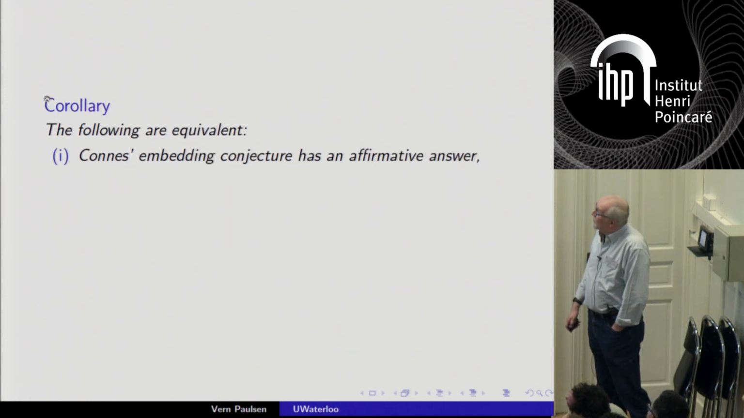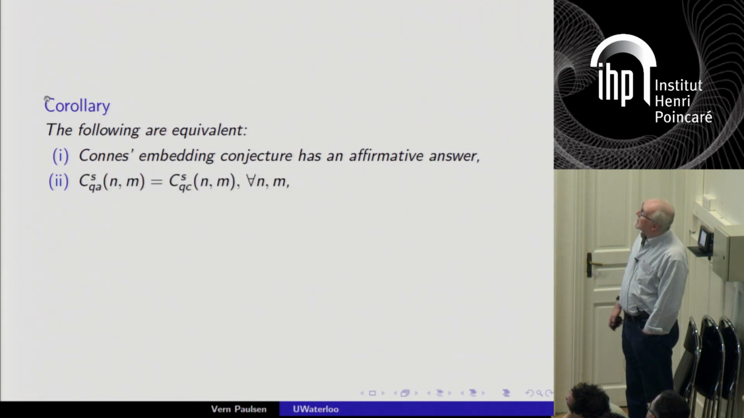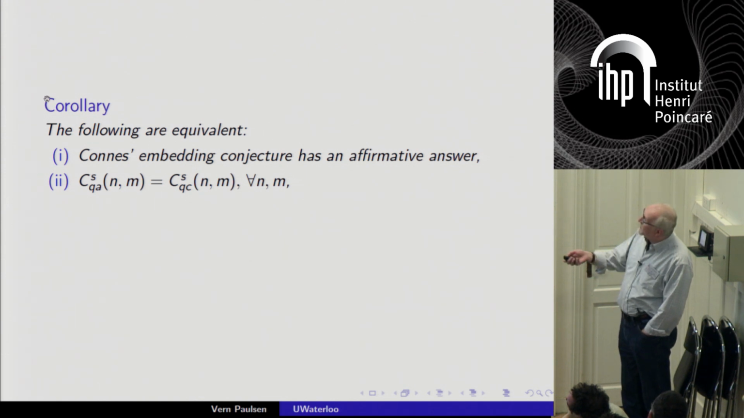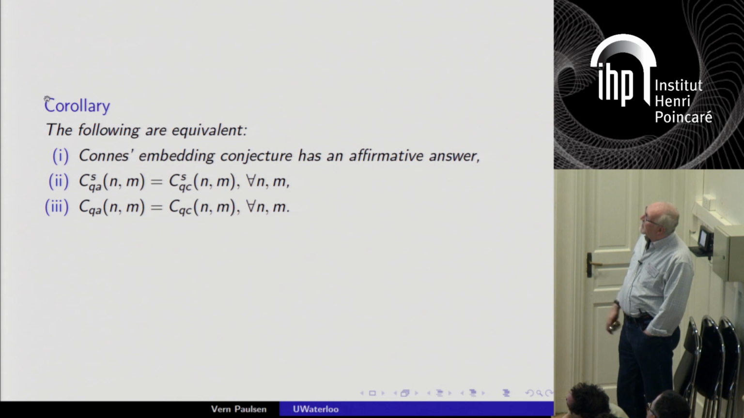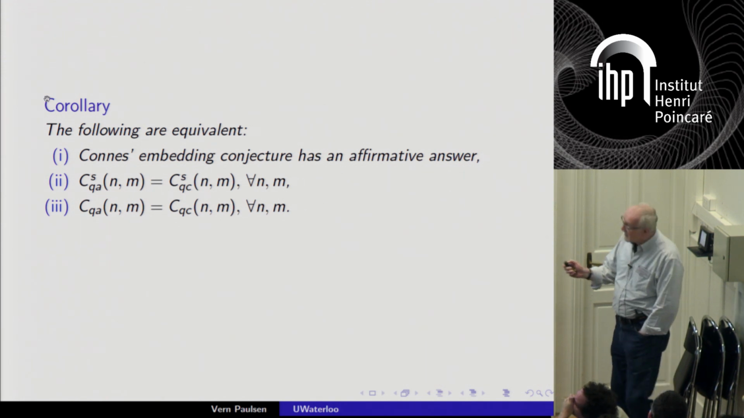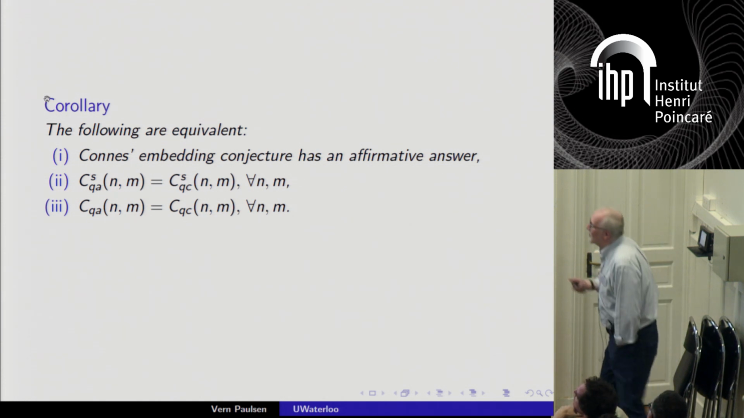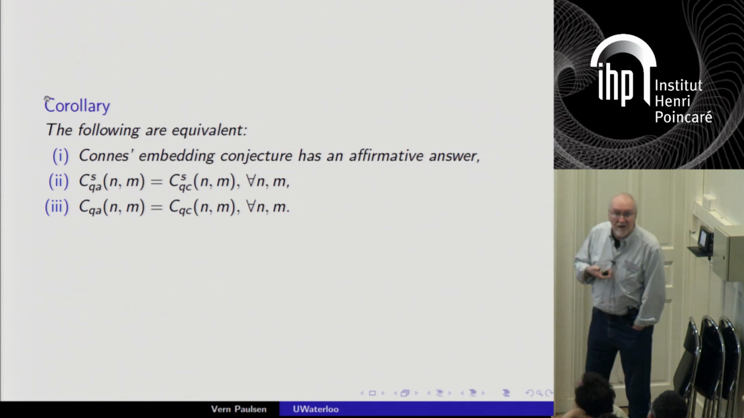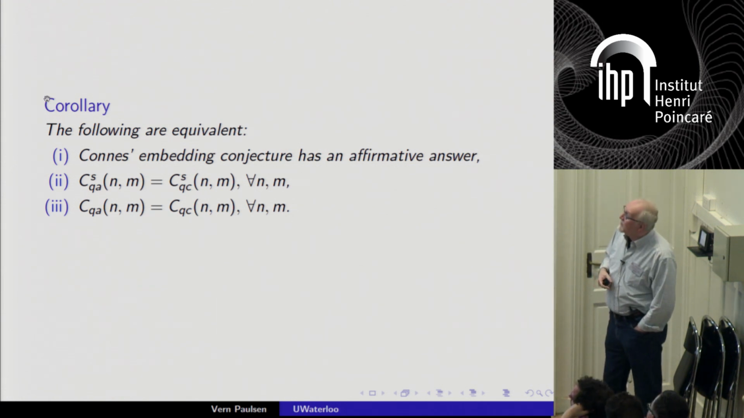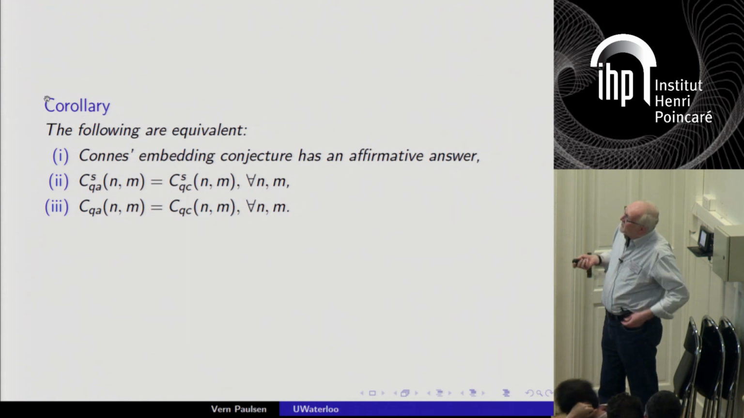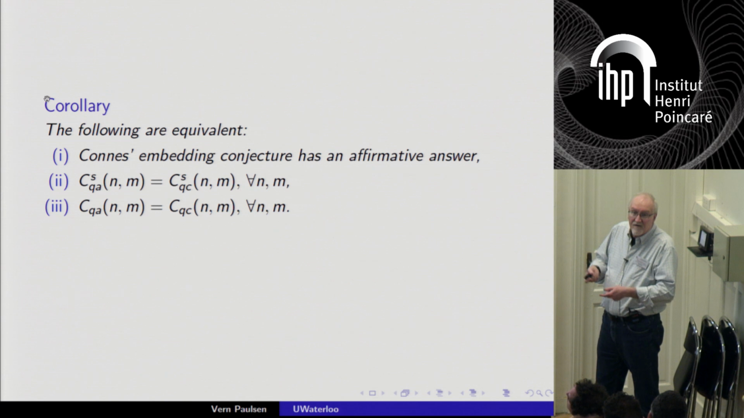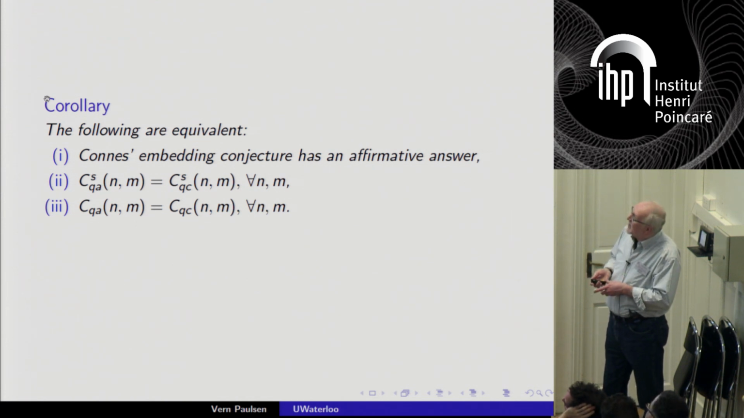Okay. But so from that, we get the following, that Connes' embedding conjecture has an affirmative answer if and only if the synchronous sets are the same, if and only if the regular sets are the same. So 1 implies 3. That was in the original work by Junge et al. 3 implies 2 is trivial, because if the 2 sets are the same, then the synchronous elements in the sets are the same. And then 2 implies 1.